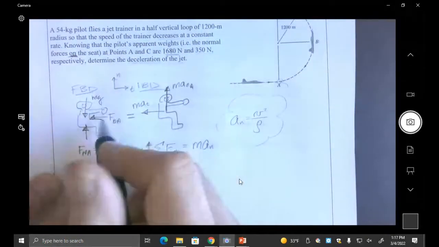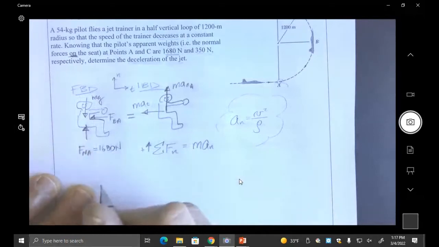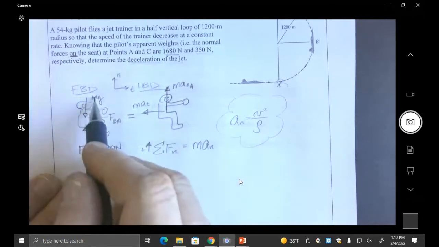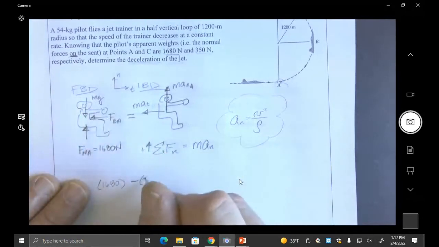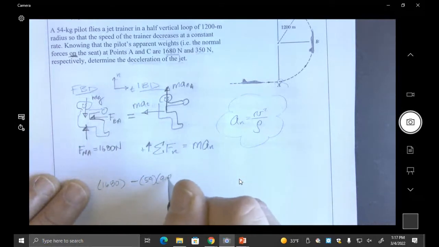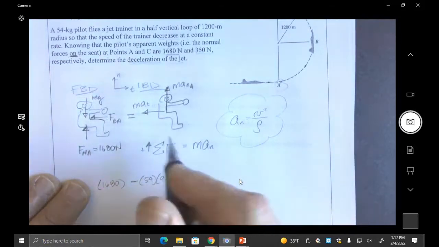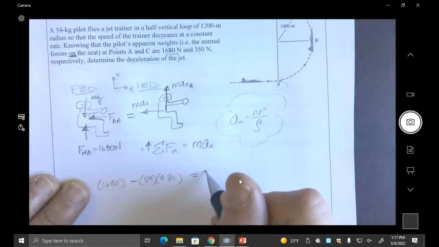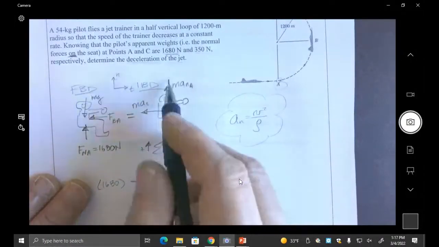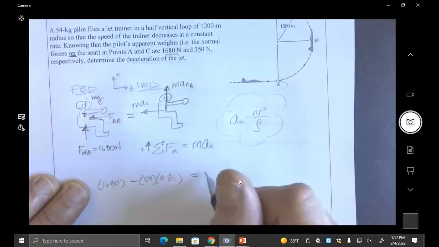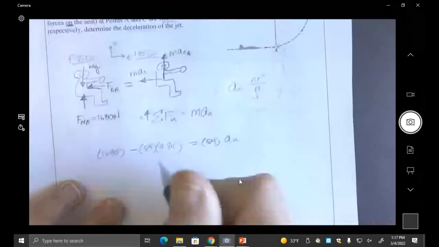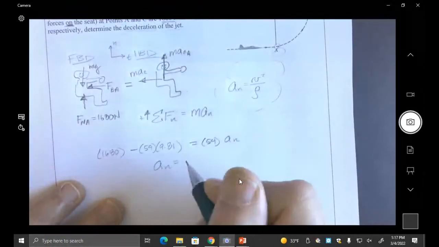So doing a sum of the forces over here, first off, I have 1680 in the positive normal direction minus weight, which is going to be my 54 times 9.81. And there's no other force. Set that equal to mass times acceleration. I've also already drawn that in the positive direction. It's 54. So I can find my normal acceleration here.